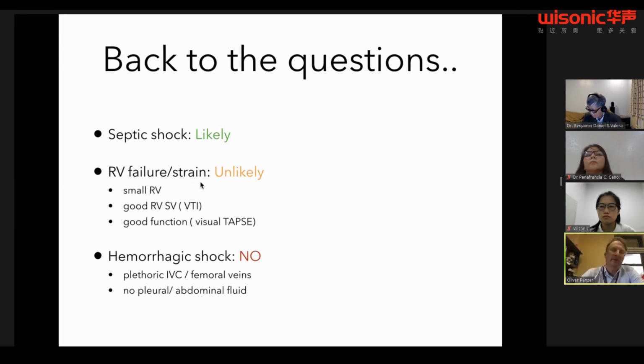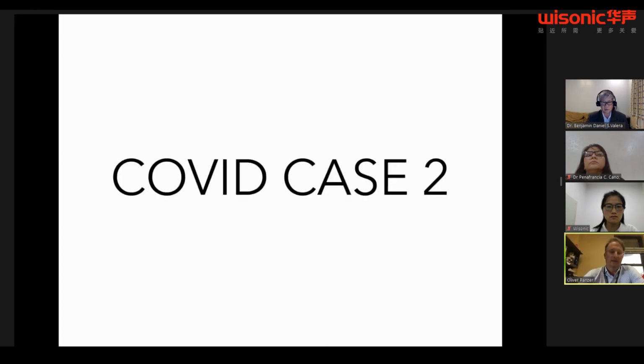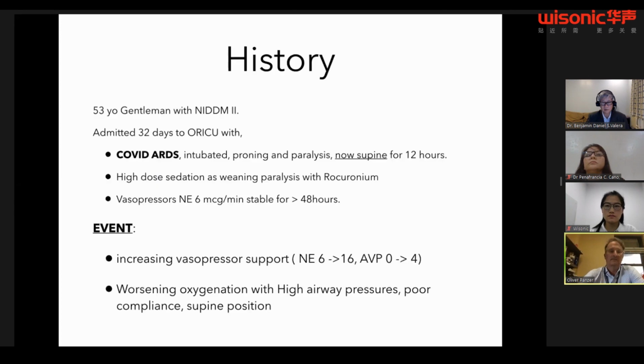There is RV failure and strain. That seems unlikely. I have a small RV, I have good RV stroke volume, I have good function. Yes, the IVC is a little plump, but there are still the cardiac oscillations in there. It makes a florid RV failure as a reason for the hypotension very unlikely. And hemorrhagic shock as well, because we ruled out free fluid in the belly.